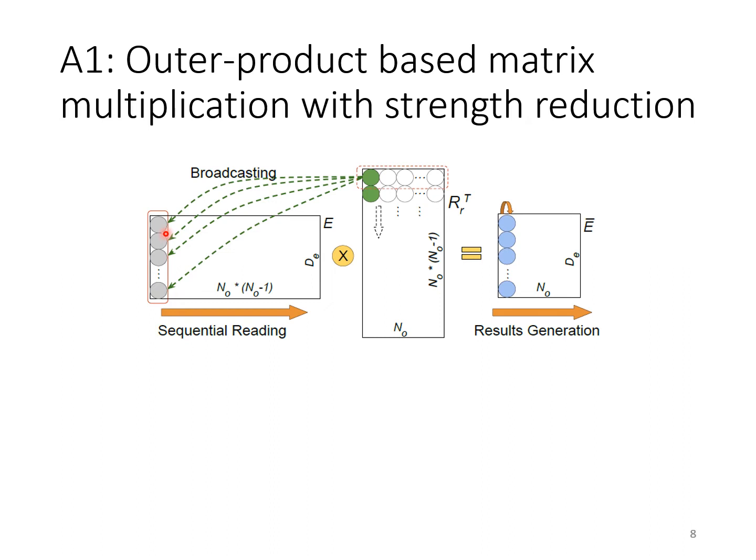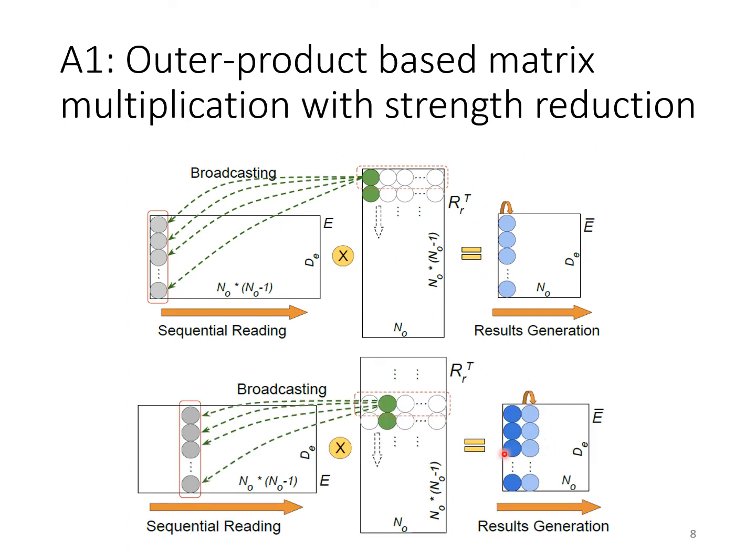Each row of the transpose of the receiving matrix is one-hot, so only one element is valid and will be involved in the computation, which can largely reduce the amount of the computation and the output memory footprint. The structure pattern in the transpose of the receiving matrix also enables the generation of the results column by column. So this is the second column.